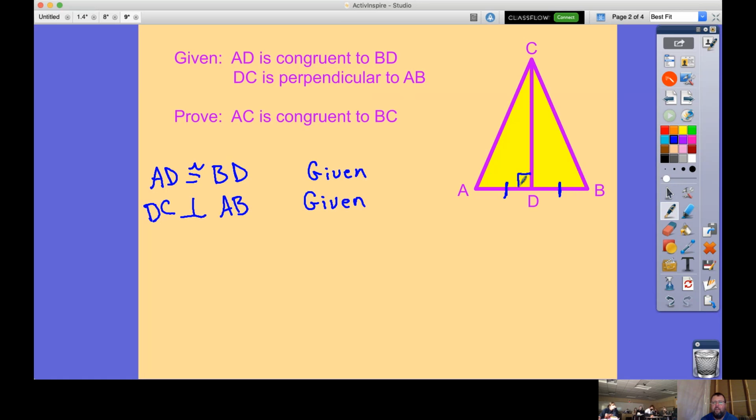That we're going to have a 90-degree angle there, right? But we haven't done that yet. We haven't said that yet. So we have to say that in our proof.